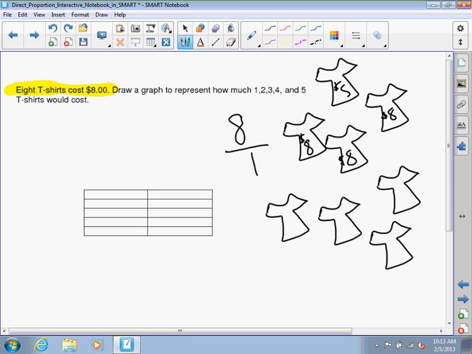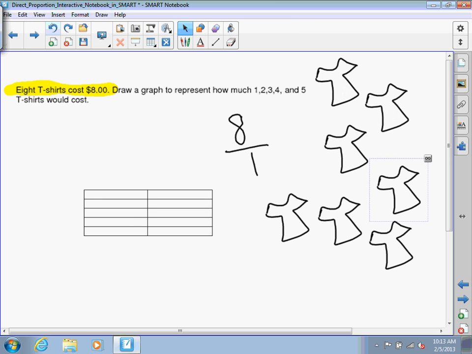Okay, is that true? No, because it says 8 shirts for $8, so that means... Does this work? Is that the unit rate? Nope, that's not the unit rate. Okay? That is not the unit rate. So it's not this one.